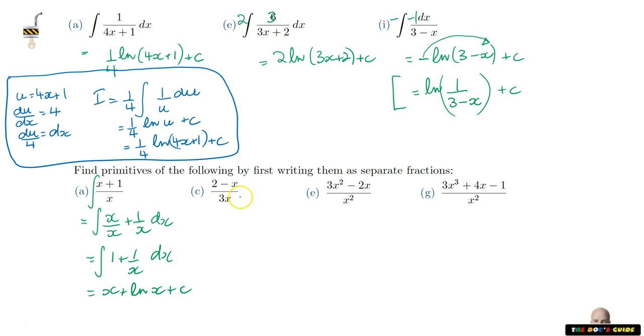Just trying to look for one which is a little bit different. I think all of these are going to work the same way. We see a quotient, the top is not the differential of the bottom. We break it up into parts by dividing every term by the bottom, and then just do all the integrals separately. So I'll leave those.